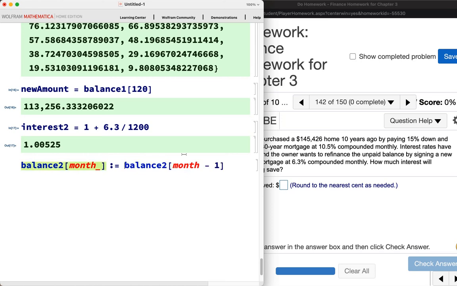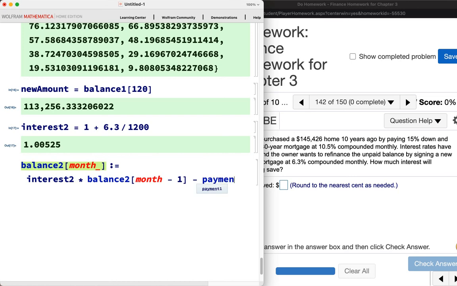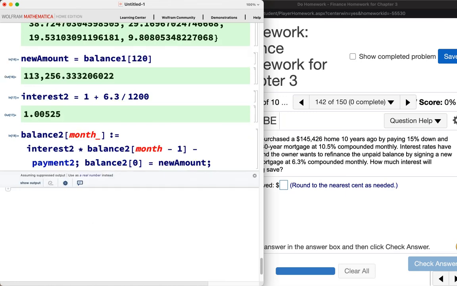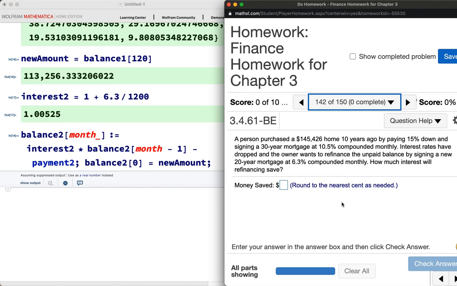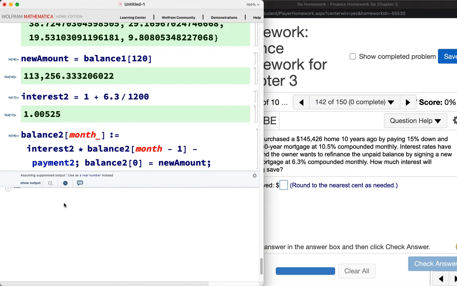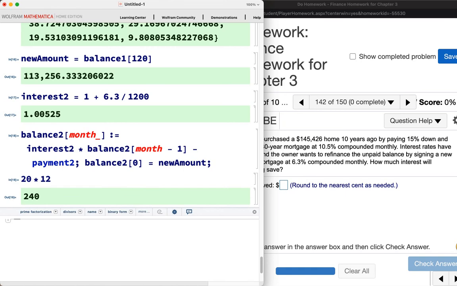Here, hold on. So the new interest rate minus payment to, and initially I owe the new amount. There we go. Now let me see here. This is a 20-year mortgage. So 20 times 12 should be 240.